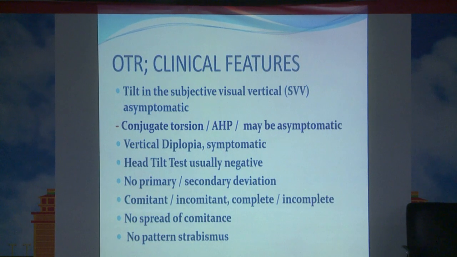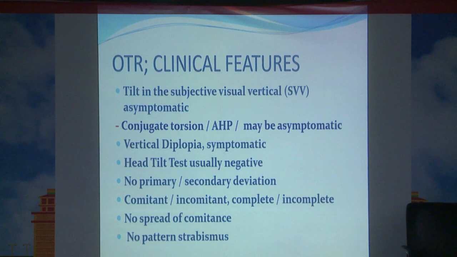Clinical features: we have already said that there is a tilt in the subjective visual vertical, SVV, will not go into the detail, and there is a conjugate torsion, we have said AHP. Vertical diplopia can be symptomatic. Head tilt is usually negative, but can be positive in some cases. And important, there is no primary and secondary deviation here because there is no overaction and underaction. So that is one important thing to distinguish from an acquired strabismus, that there is no primary and secondary deviation, which you may find in other conditions.